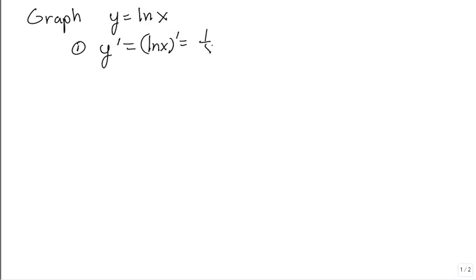Okay, let's look at graphing the natural log function. Now, the first thing we note is that the derivative of ln of x is 1 over x, as long as x is greater than 0, and that means y prime is greater than 0, so y is increasing from the first derivative test. So remember, when the tangent lines are positive, the slopes are positive, so your function's increasing. So this is an increasing function.